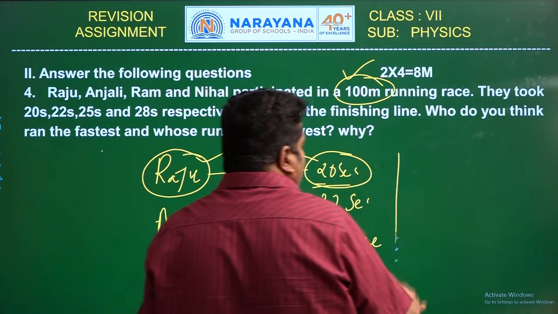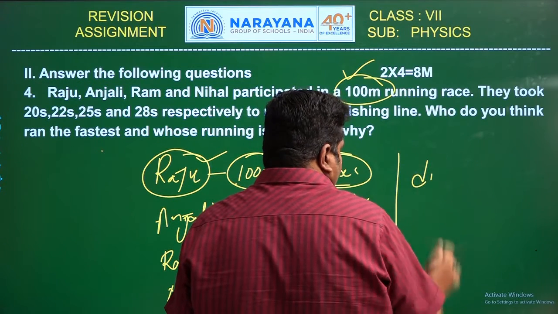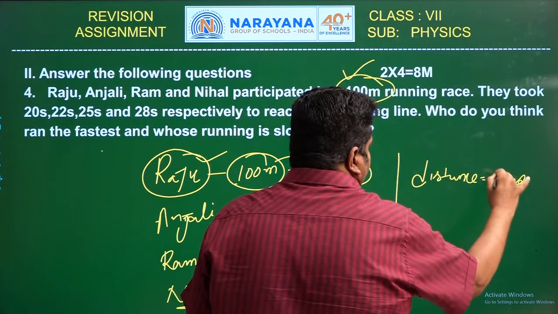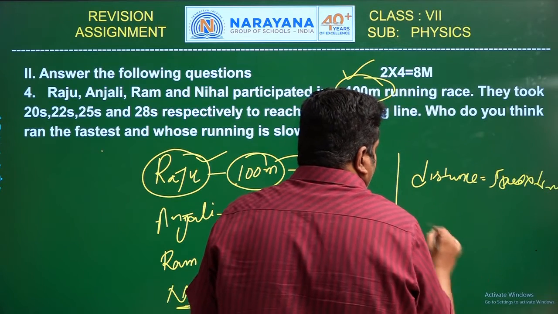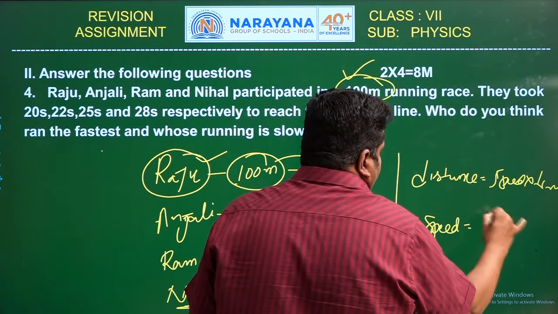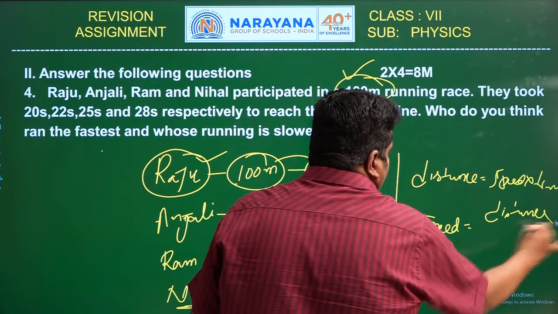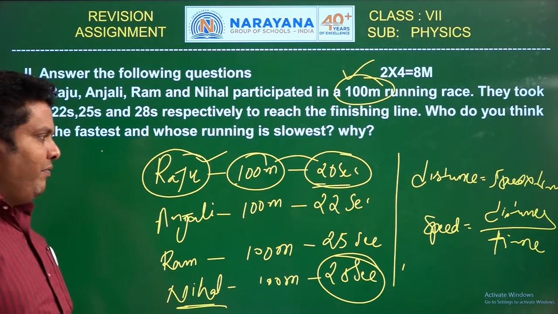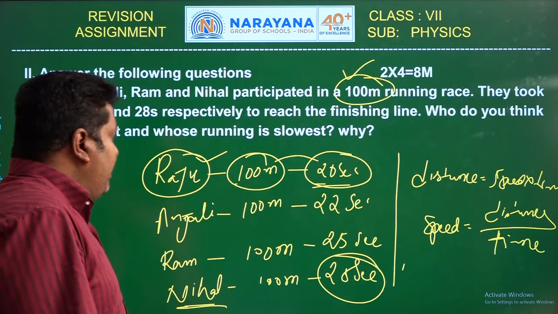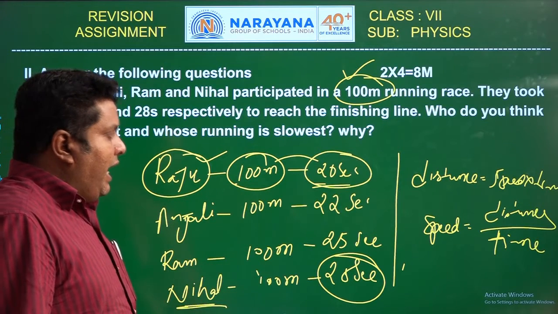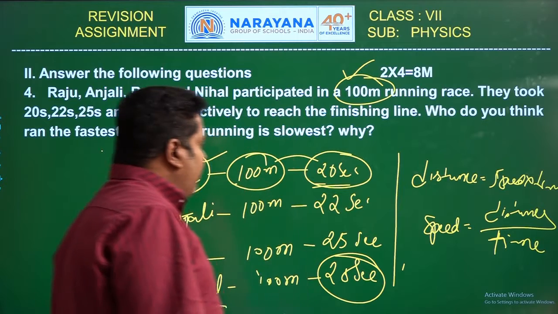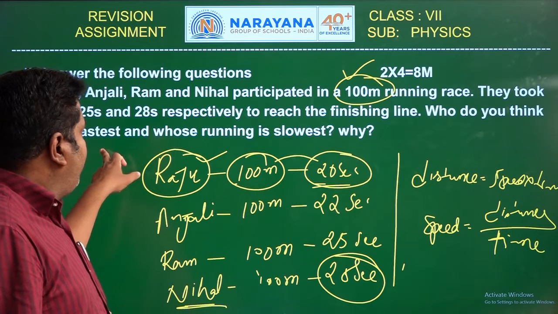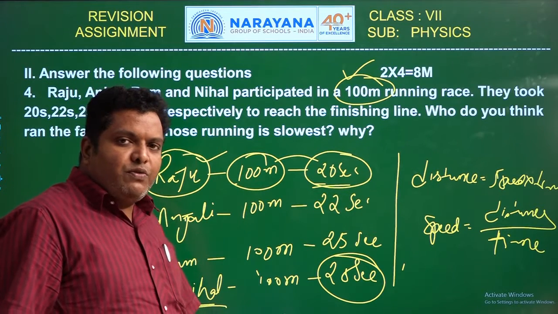The main concept is that distance is equal to speed into time, and speed is equal to distance by time taken. From this formula, since the distance covered is the same, speed is inversely proportional to time. Raju covers 100 meters in a short interval of time, so he moves very fast, and similarly Nihal moves very slow.